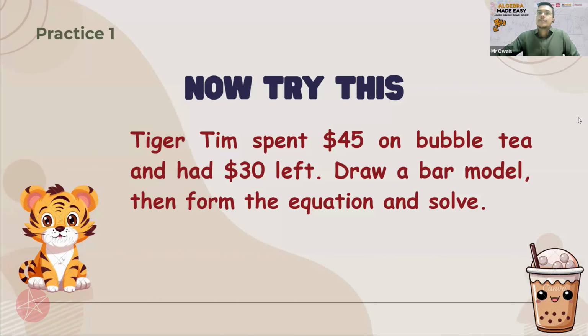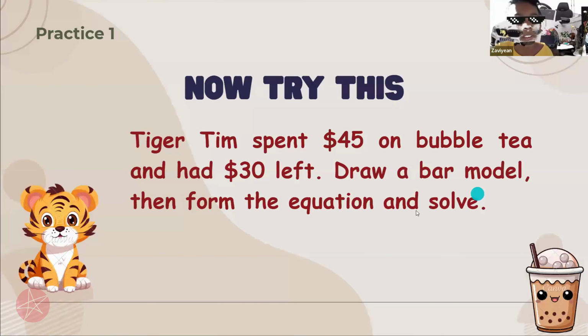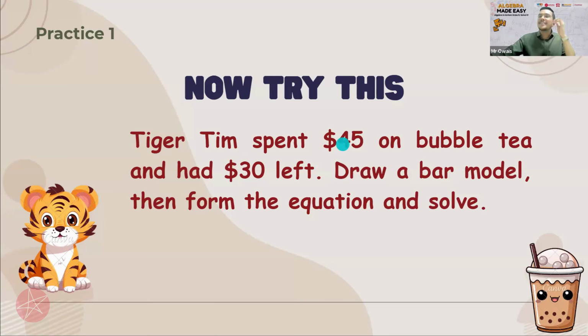Okay, so we've got Tiger Tim here who spent some amount of money. How much? Well, he spent $45. That's a lot of money on bubble tea. So he spent $45, but he still had some amount remaining. He didn't spend all of his money, right? He had $30 left. So now the question wants us to draw a bar model for this.